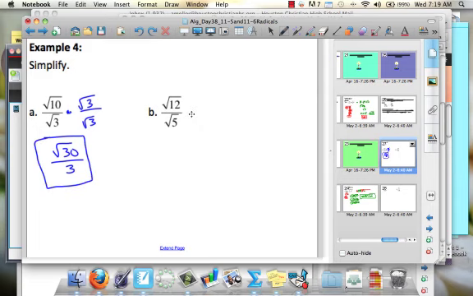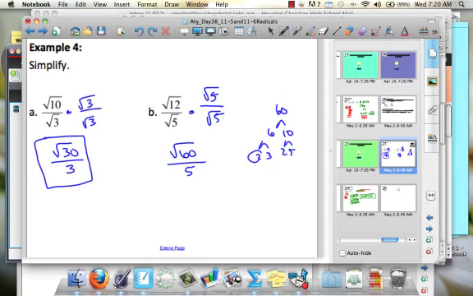Here, I'm going to multiply by the square root of 5 over the square root of 5. Well, 12 times 5 is 60. Okay, and 60 does have twins inside. That's 6 and 10, 2 and 5, 2 and 3, so the 2's come out. Okay, so we have 2 square root of 15 over 5, and we're done with that one.